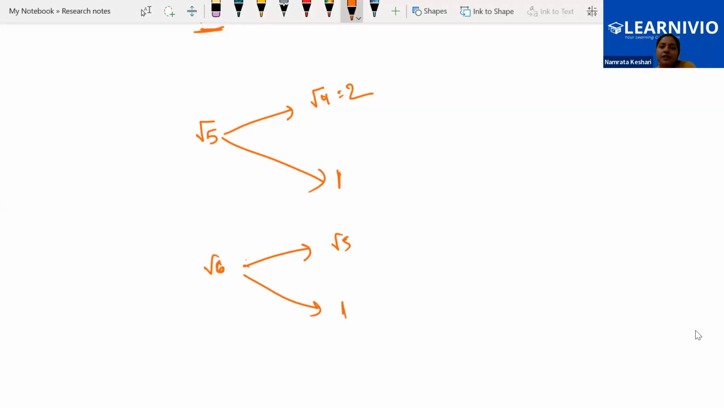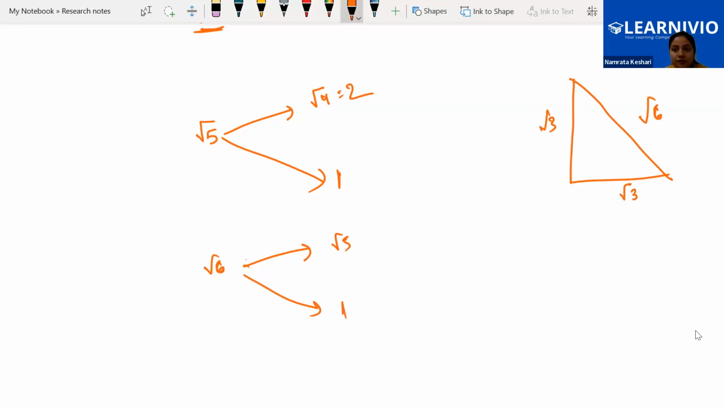Any other possibility to plot root 6? Think about it. Ma'am, root 3 and root 3. Root 3 and root 3. Yes, ma'am.